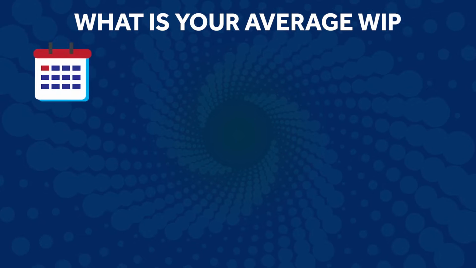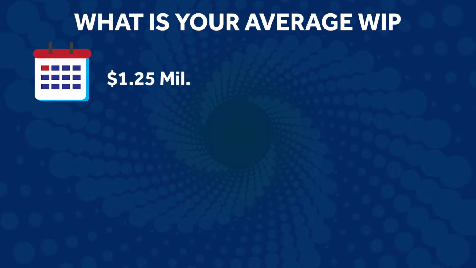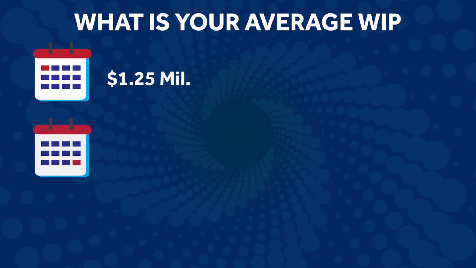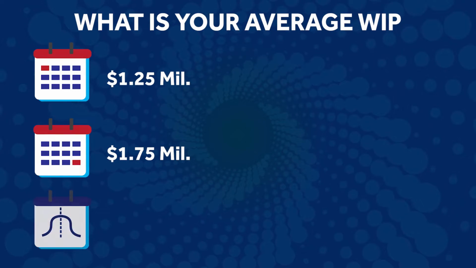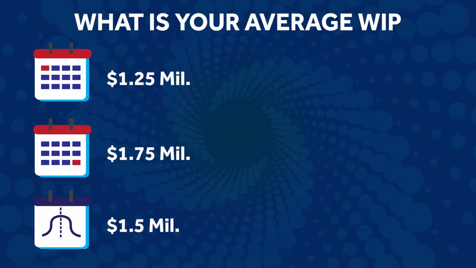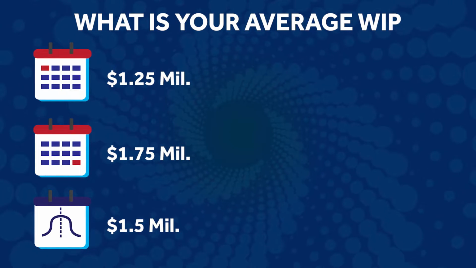The first element is, what is your average work in progress? So in this example, we're going to use an entire year. We're going to assume at the start of the year, our work in progress was 1.25 million, and at the end of the year, our work in progress was 1.75 million, which means our average work in progress was 1.5 million for that year.